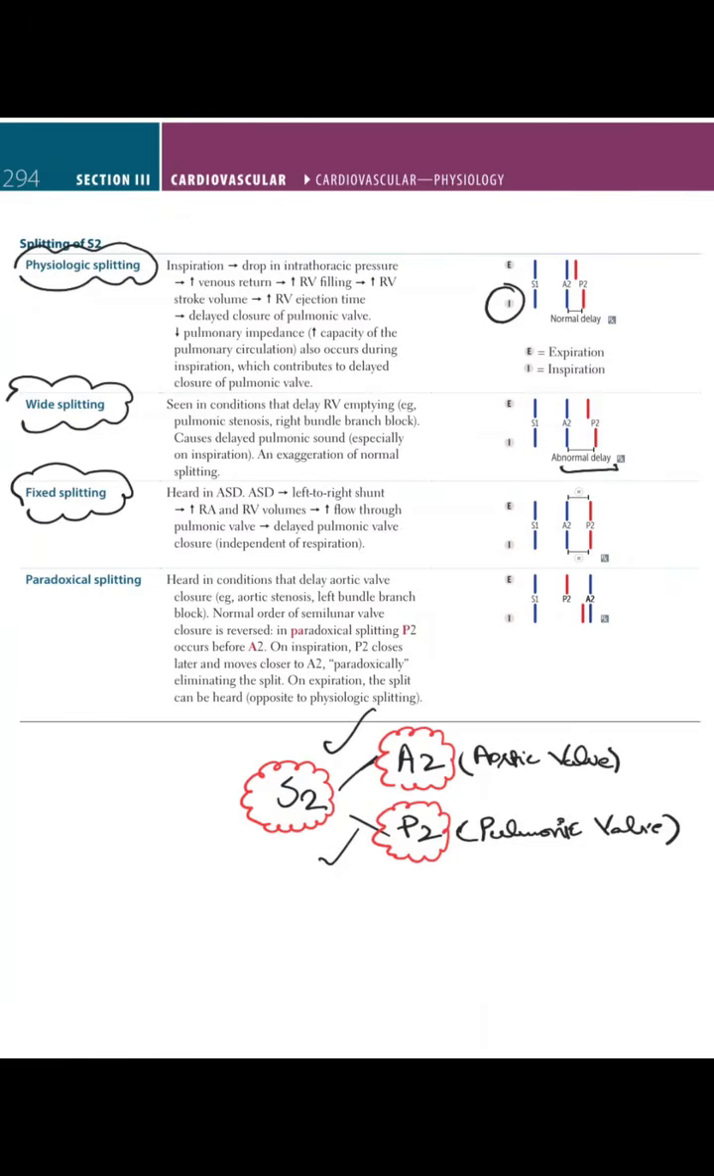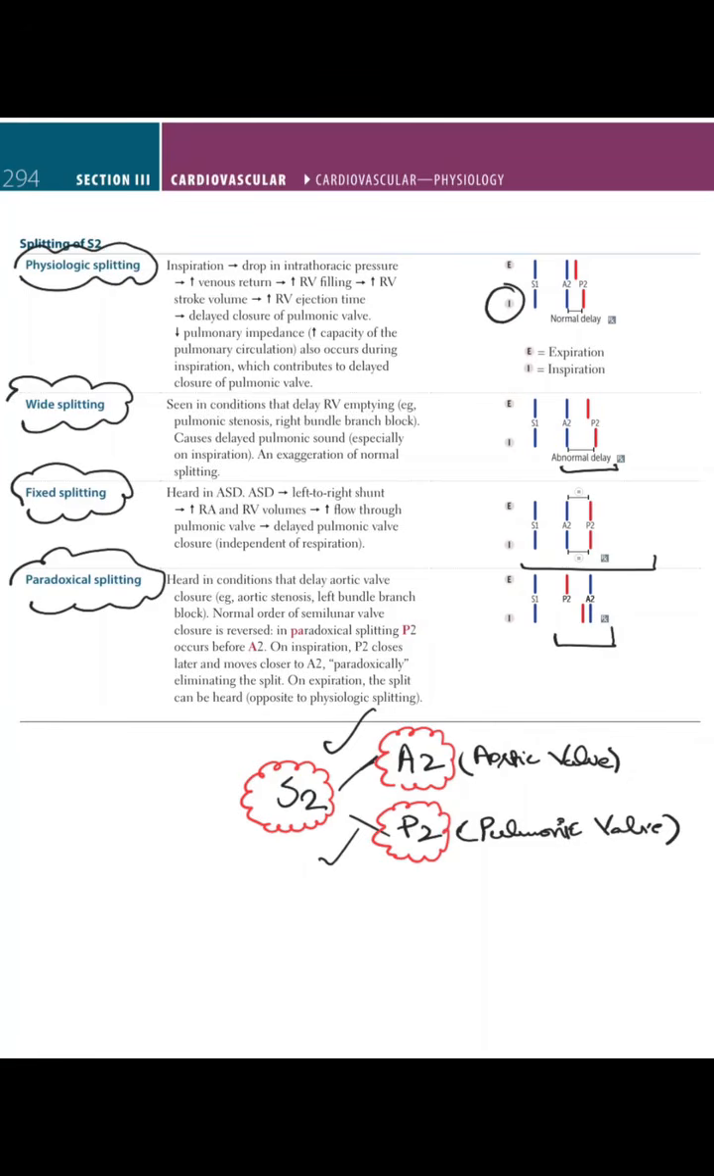Fixed splitting is classical for atrial septal defect. There is a left to right shunt, increasing the pulmonary valve closure time, and the breathing has nothing to do with the split. Paradoxical splitting means the split appears during expiration instead of inspiration.